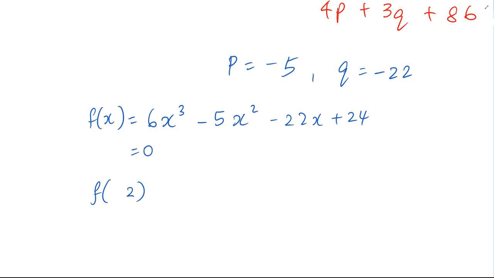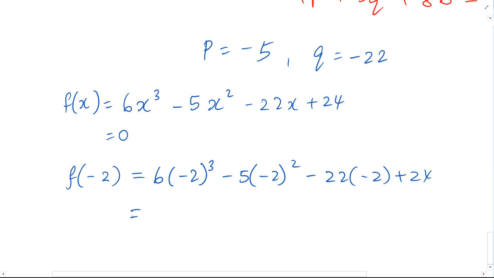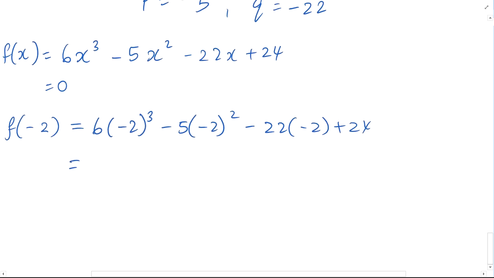Okay, -2. Let's try. We are now trying to find a factor. 6 times -2 cubed, -5 times -2 squared, -22 times -2 plus 24. Let's see what this gives us. What do we hope to see? 0. We hope to see 0. Okay, so -48 minus 20 plus 44 plus 24 is 0. Am I right?